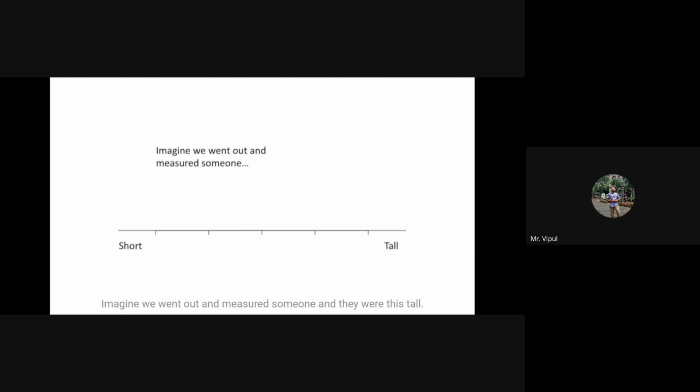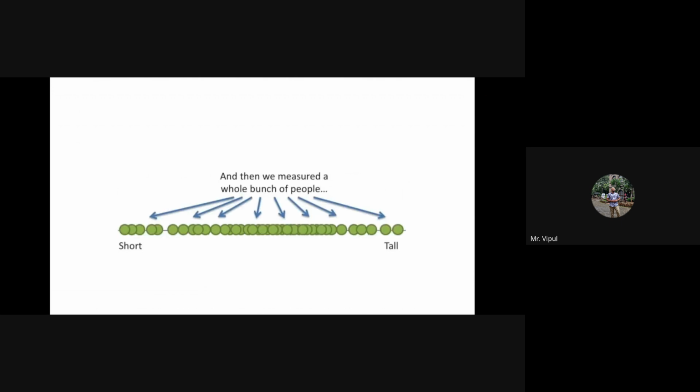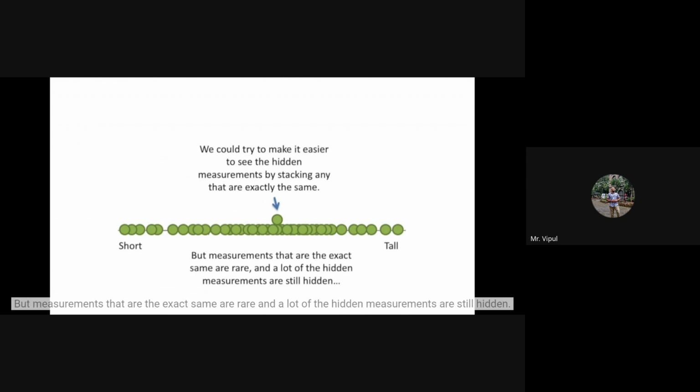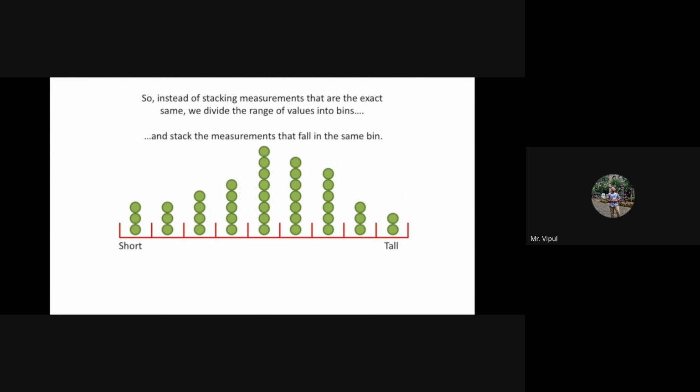Imagine we went out and measured someone, and they were this tall. And then we measured someone else. And then we measured a whole bunch of people. We've measured so many people that the dots overlap. Some dots are completely hidden. We could try to make it easier to see the hidden measurements by stacking any that are exactly the same. But measurements that are the exact same are rare, and a lot of the hidden measurements are still hidden. So, instead of stacking measurements that are the exact same, we divide the range of values into bins and stack the measurements that fall in the same bin.